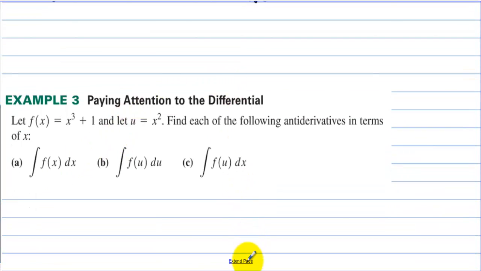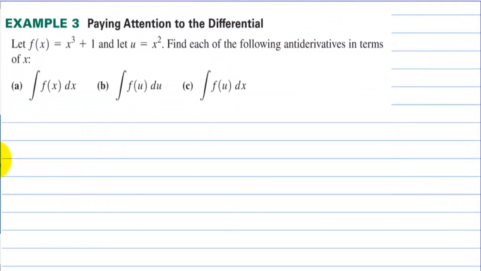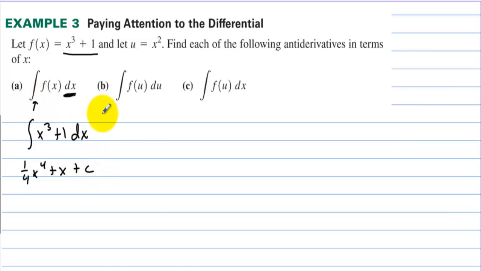Paying attention to the differential. In example 3, we have let f of x equal x to the third plus 1, and let u equal x squared. Find each of the following antiderivatives in terms of x. We have the integral of f of x dx, so we want to integrate with respect to x, and we have f of x. It's right there. So we're doing the integral of x to the third plus 1, but with respect to x, which will be 1/4 x to the fourth plus x, and then plus c, because this is an indefinite integral.